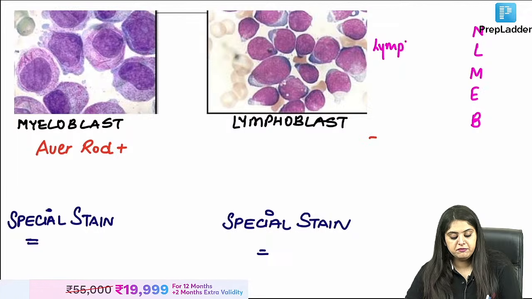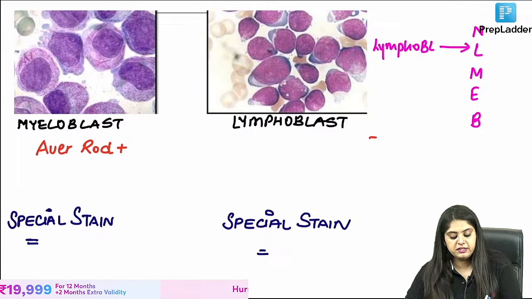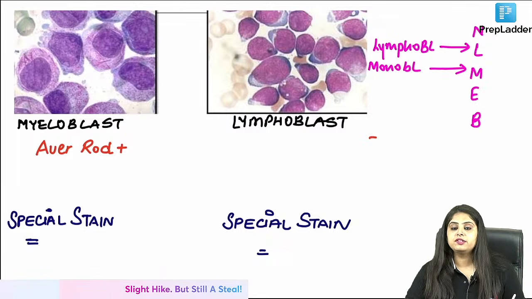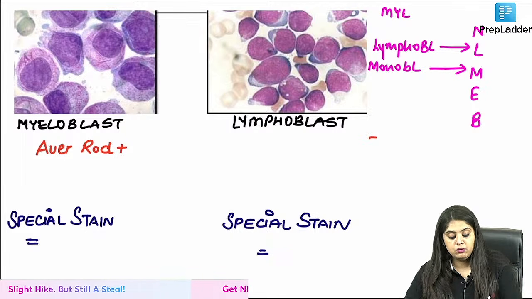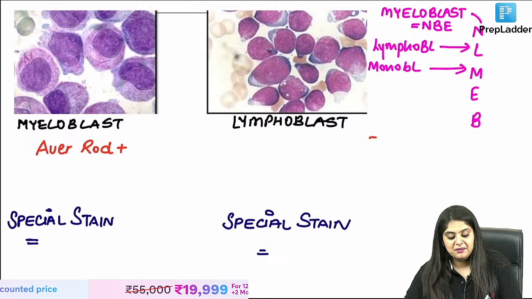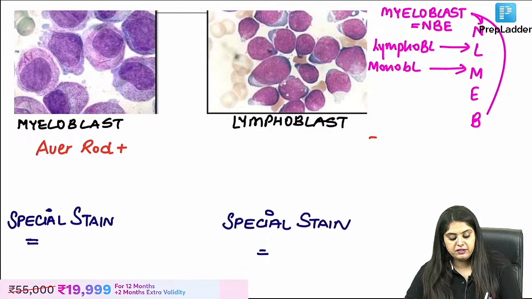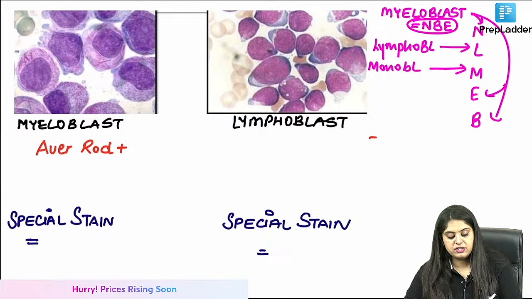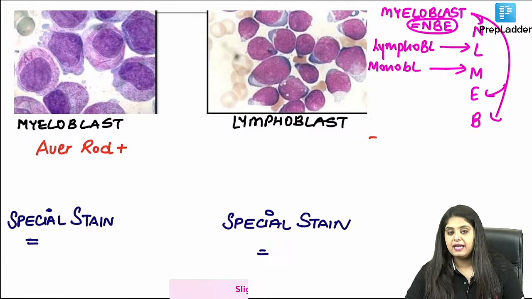See, we have lymphoblast. Obviously, lymphoblast will give rise to what? Lymphocyte. Then we have monoblast. Monoblast will give rise to what? Monocyte. And then we have myeloblast, because myeloblast gives rise to your favorite organization, that is NBE, means neutrophil, basophil and eosinophil. So your favorite organization NBE comes from myeloblast.